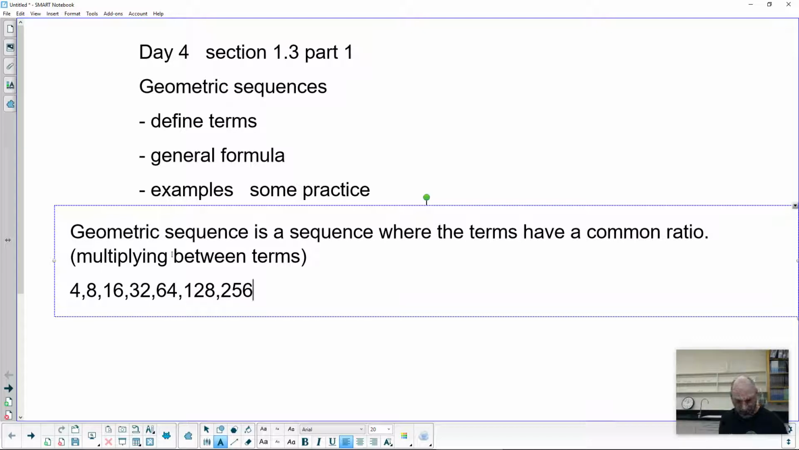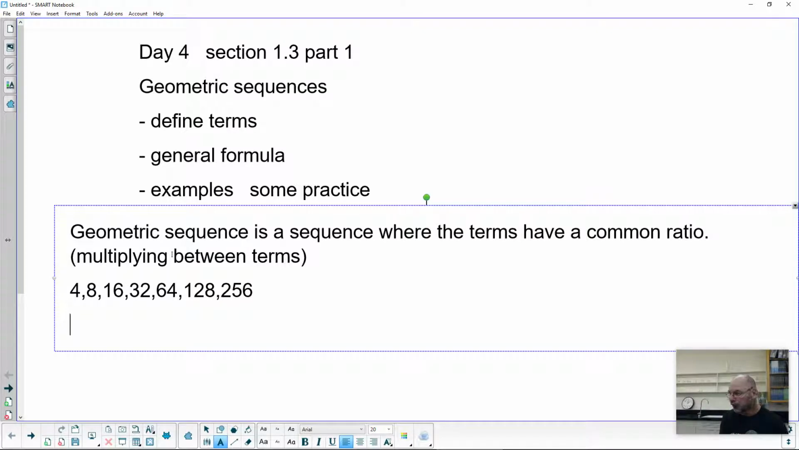Now you could have negative numbers in there as well. If I started with 3 and multiplied by negative 2, that would be negative 6. Multiplied by negative 2, it would be 12. Multiplied by negative 2, it would be negative 24. Then 48, and then negative 96. So there's a couple examples of how that would work.